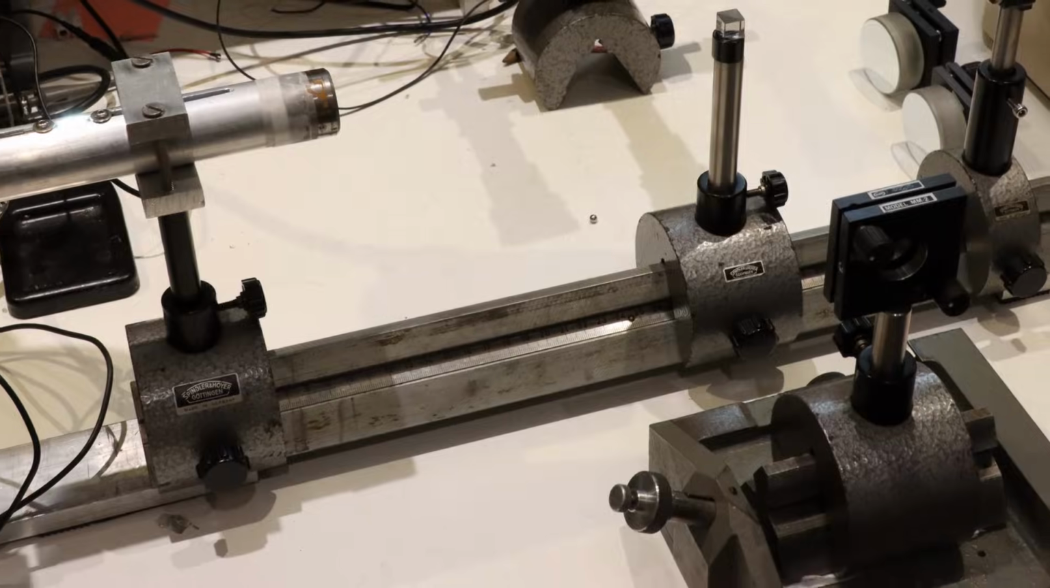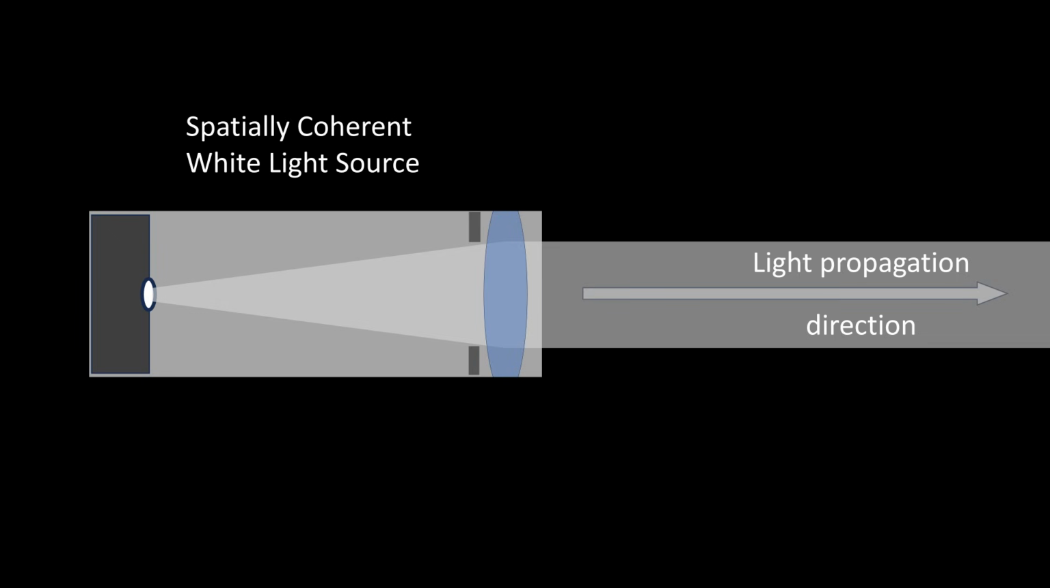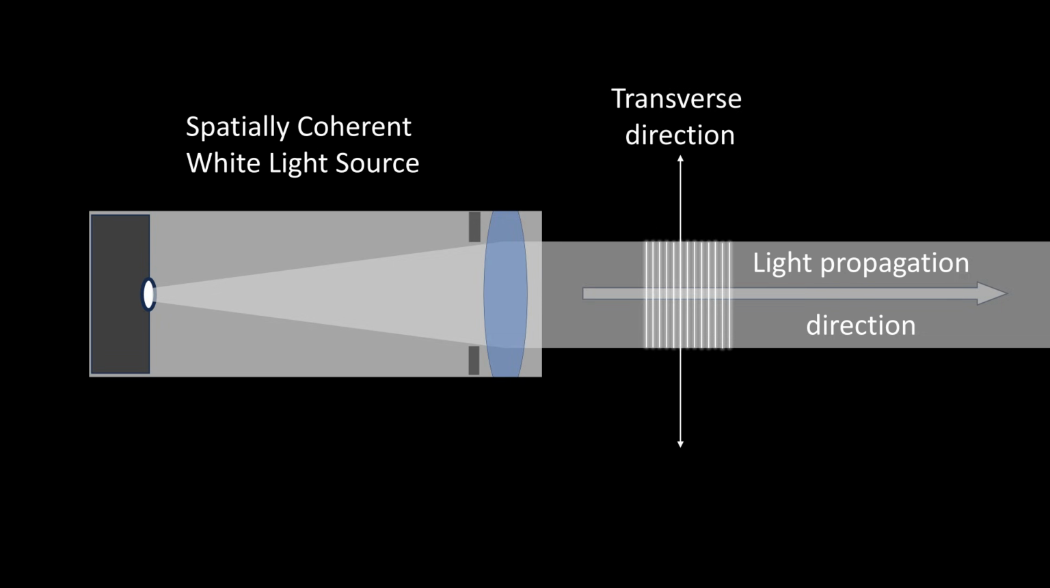Now before we continue, I need to talk about the light source, because understanding the way it works is actually crucial. As I mentioned earlier, the light from the source is spatially coherent. What this means is that in the direction transversed to light propagation, the phase relationships in the electromagnetic field remain constant over the beam.